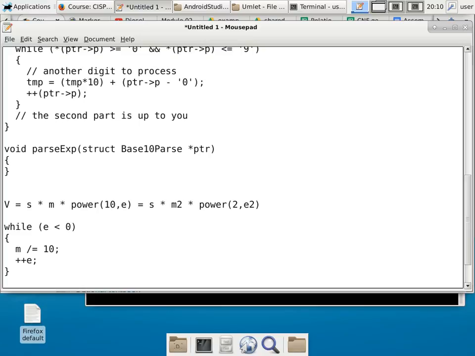Okay, so what we need to do here is we still want to keep this part as big as possible. We want to keep the mantissa with as many digits as possible. So every time you run out, every time you say 10 times M is going to be greater than or equal to 2 to the power of 64, then we have to do something about it.